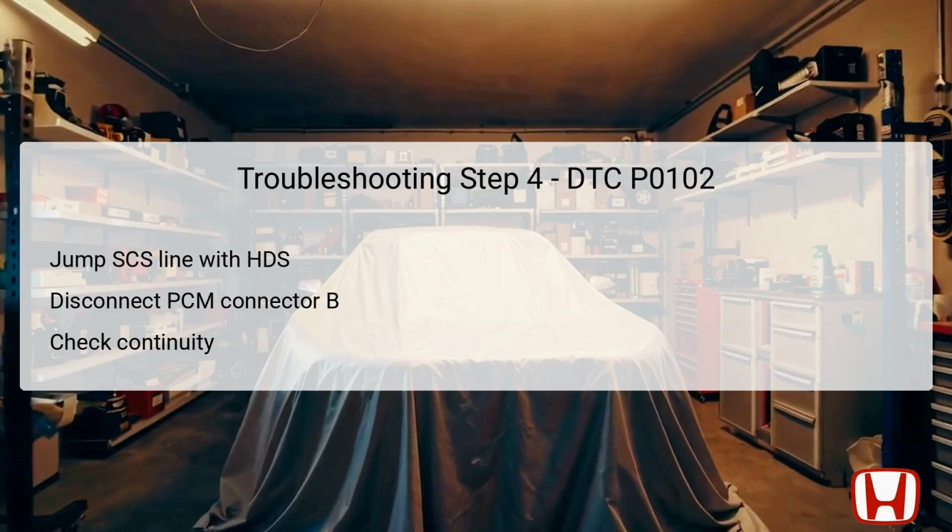Moving to step 4 in the troubleshooting process, you will need to jump the SCS line using the HDS. This procedure safeguards against erroneous short signals. Disconnect the PCM connector B, which contains 51 pins, to allow for an isolated continuity check. Once both disconnections are made, check for continuity between test points.